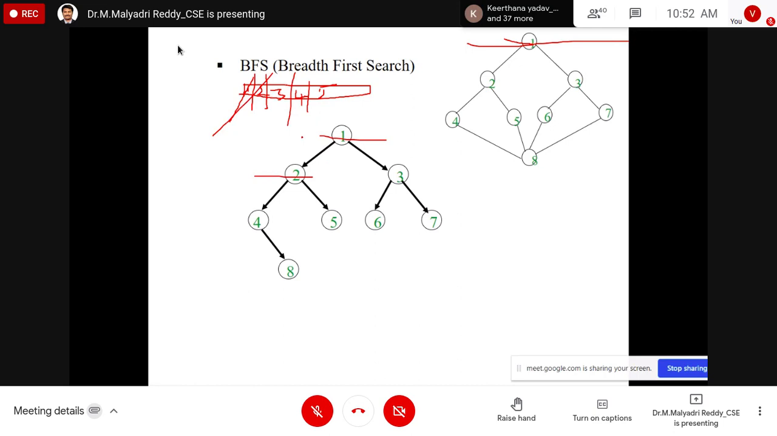Next we come to 3. For 3 also, the neighboring nodes are 6 and 7, so they are marked visited. In that way, we have to follow the rules. Here level 1, level 2, level 3 like this, we will visit all the nodes. This is BFS. Is there any logic?